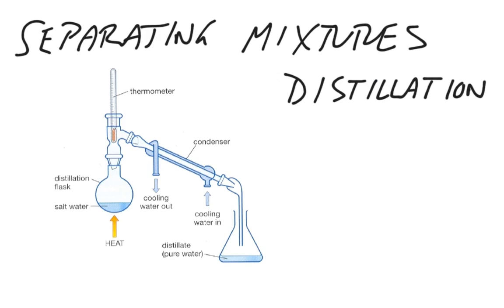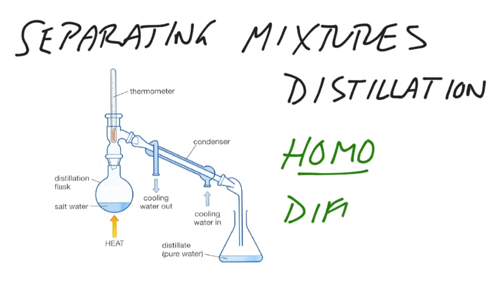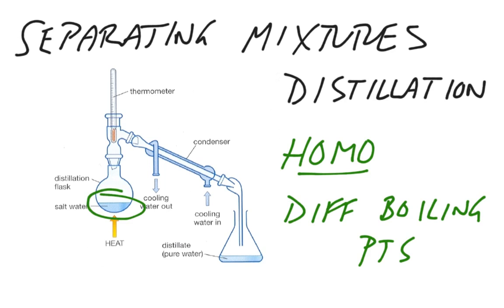Now, when we're talking about separating mixtures, there are several different means. With distillation, we're talking about a homogeneous mixture, or a solution. This is to separate out two liquids with different boiling points. To quickly explain this, you start here at the beginning with a mixture. Now, salt water is not a great example. A better example would be maybe water and alcohol.